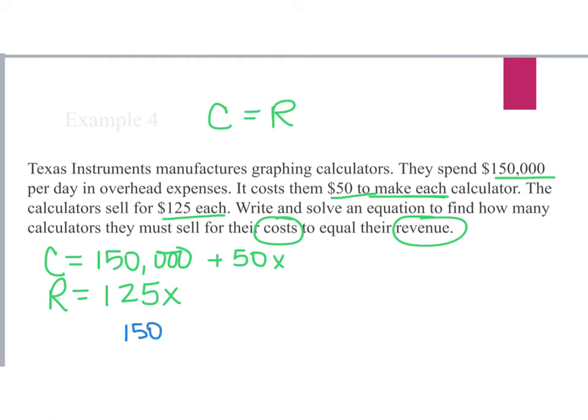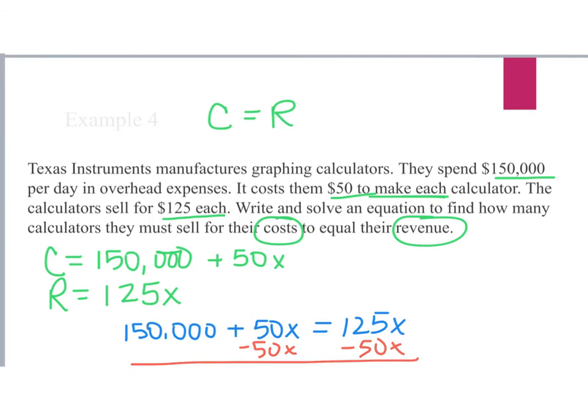So we have 150,000 plus 50x equals 125x. In this case, I'm going to start out by subtracting my 50x from both sides.